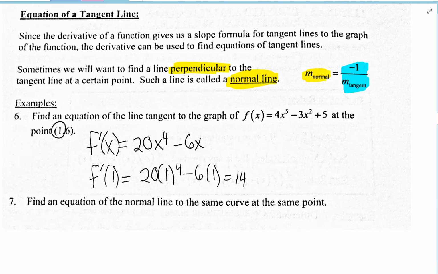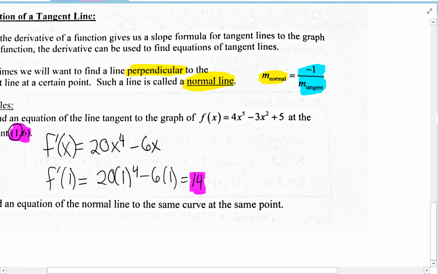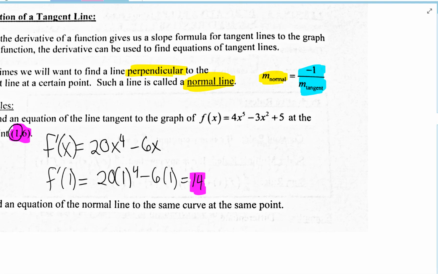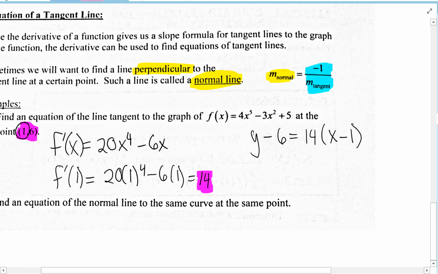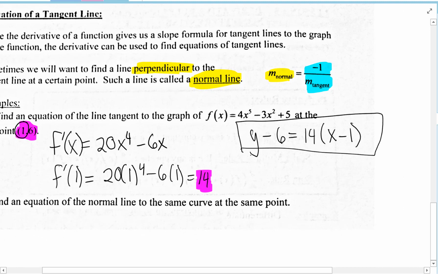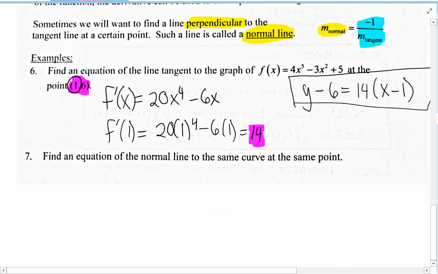So I have a slope. Do I have a point? Oh yeah, they gave me a point. So I can write the equation of the line. I'm going to use point-slope form because they gave me a point and a slope. y minus the y value equals m times x minus the x value. They asked us to find an equation of the line. This is an equation of a line. So we're done.